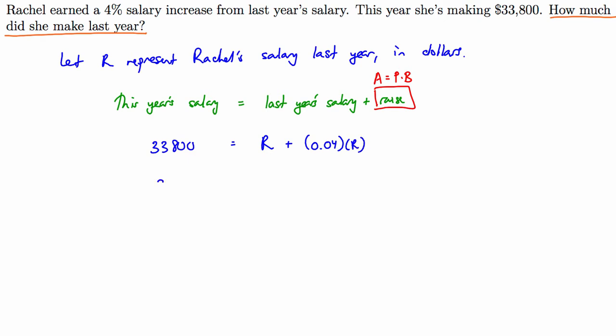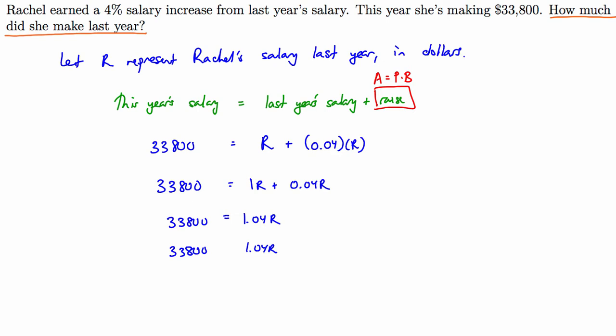So the equation we actually need to solve is 33,800 equals 1R plus 0.04R. Simplifying both sides of the equation, 33,800 will equal R plus 0.04R. 1 plus 0.04 is 1.04R. This represents 104% of last year's salary. So 104% of last year's salary is $33,800, what she made this year.